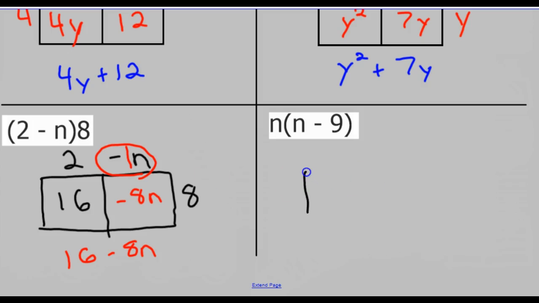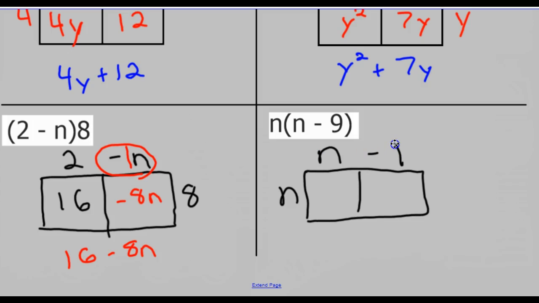Last one on this slide. Draw another box. We got n out front and n minus 9 on top. N times n, that's n squared. And n times negative 9 gives us negative 9n. So our new answer comes out n squared minus 9n.